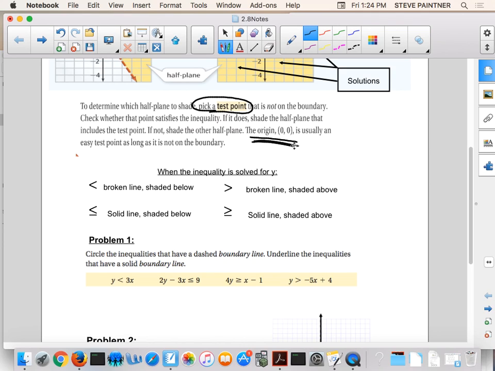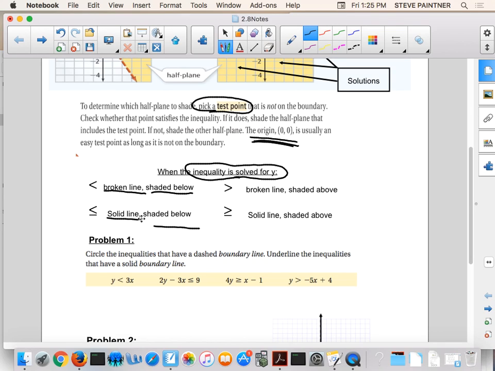All right. This is what Eric was telling you. When the inequality is what? Solved for y. When it's already solved for y, you don't really have to do a test point, if you can remember this. Less than or equal is shaded where? Below the line, okay? Now, the symbol less than is a broken line. The symbol less than or equal is solid.